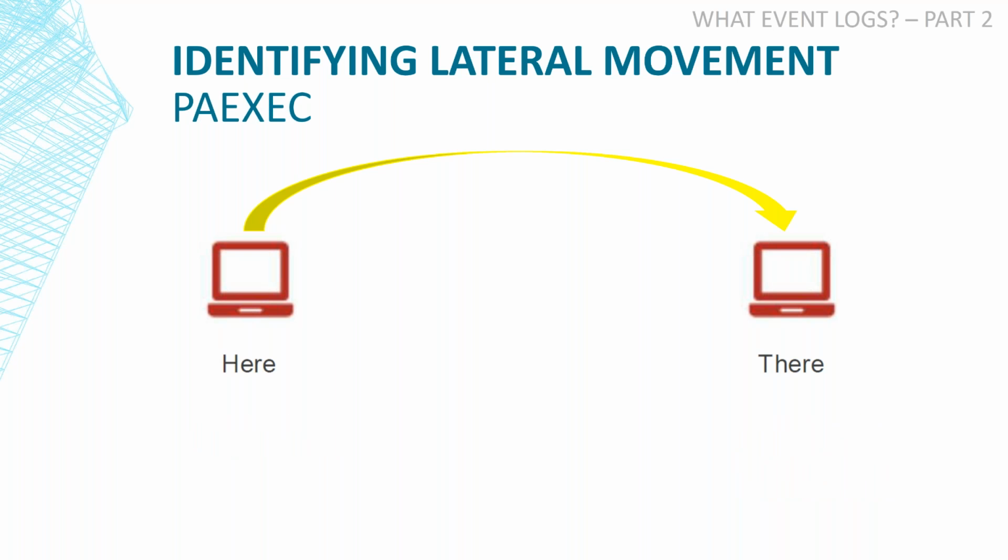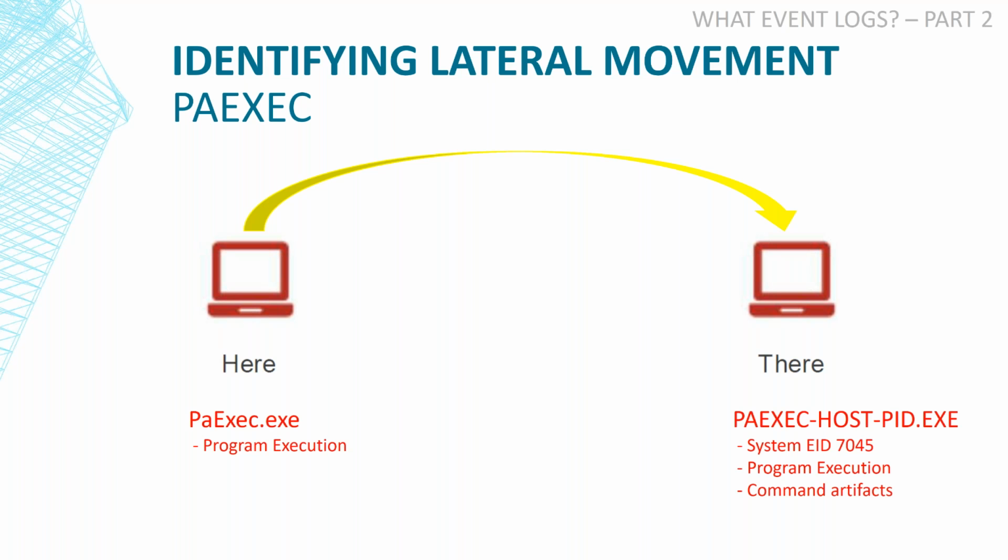Here's where it gets a little bit more interesting though. Now we're at PAExec. Remember, we're alternating between the two. PAExec looks like PAExec.exe on the remote system. Very similar to PSExec, no difference there. But check this out. Look what gets dropped on the remote system. I get a different file. I don't get PAExec.exe. I get PAExec-host-pid.exe. You may be asking yourself, host, what host? The host of the here system, the host that I am executing from.